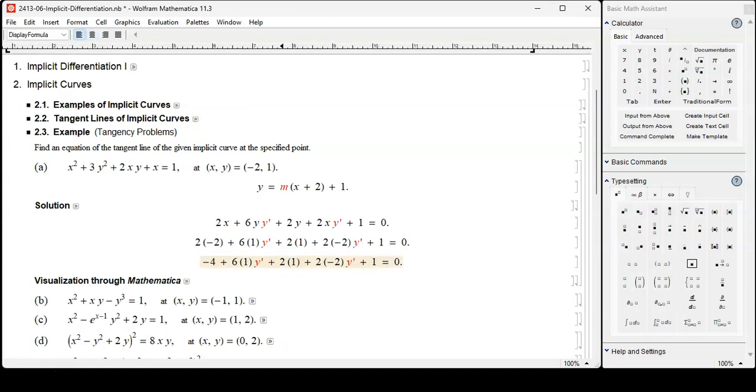That's negative 4. And then this is 6y prime. And this is 2, and 2 times that's negative 4. And then we have plus 1. Never mind, let's stop here.